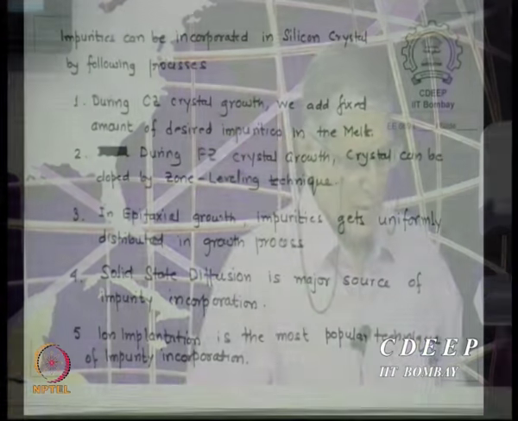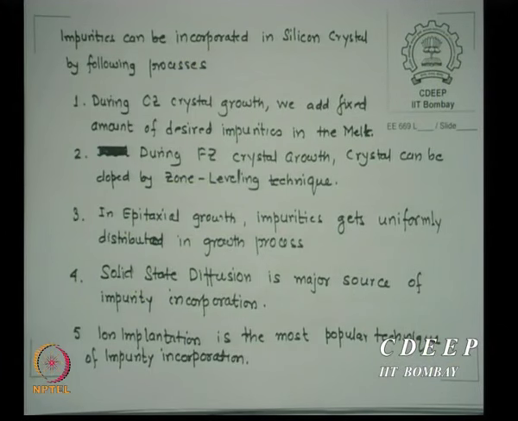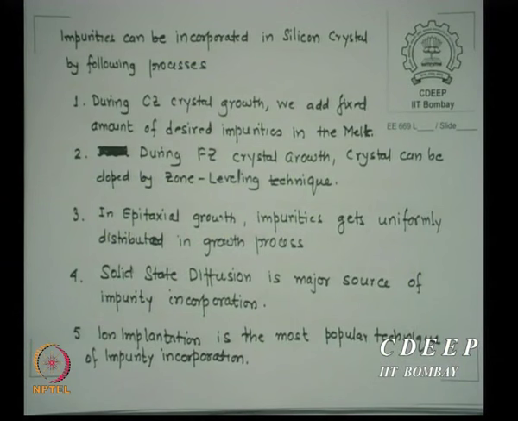During CZ crystal growth, we add a fixed amount of desired impurities in the melt. So one method is this; the other is during float zone, we can add a doped crystal and give a number of passes to give uniform doping from that doped crystal to the undoped crystal. That is called zone leveling. In the float zone, we can uniformly dope from a given standard silicon which is doped to a known value, and you keep passing the float zone and all the impurities will get distributed along the axis. So in FZ it is using zone leveling, but it is uniform doping.